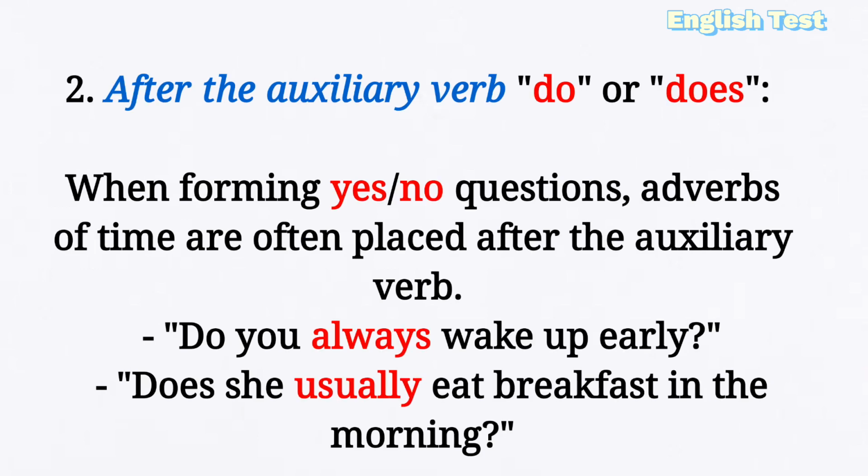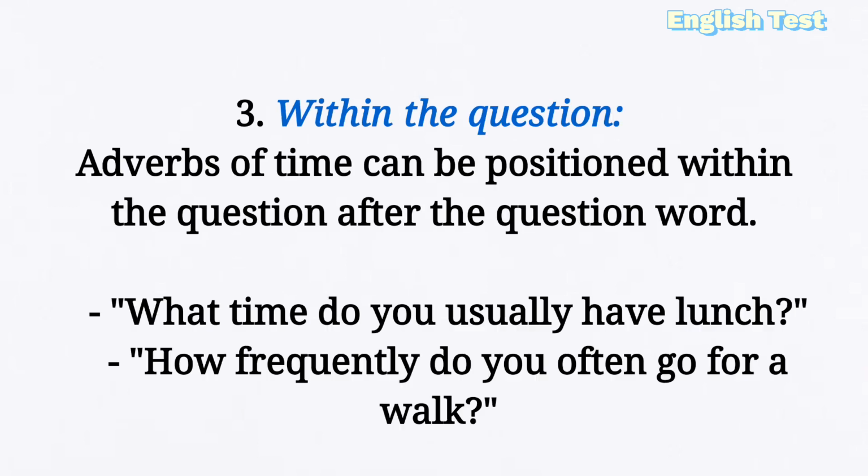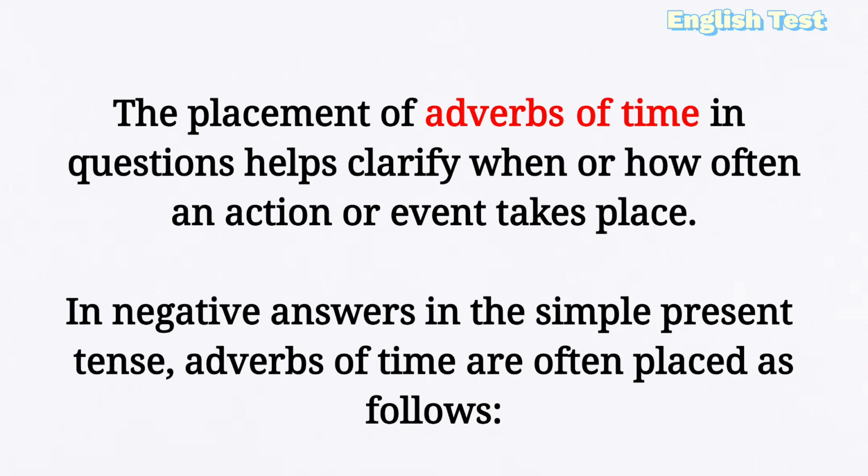2. After the auxiliary verb do or does. When forming yes/no questions, adverbs of time are often placed after the auxiliary verb. For example: Do you always wake up early? Does she usually eat breakfast in the morning? 3. Within the question. Adverbs of time can be positioned within the question, after the question word. For example: What time do you usually have lunch? How frequently do you often go for a walk? The placement of adverbs of time in questions helps clarify when or how often an action or event takes place.